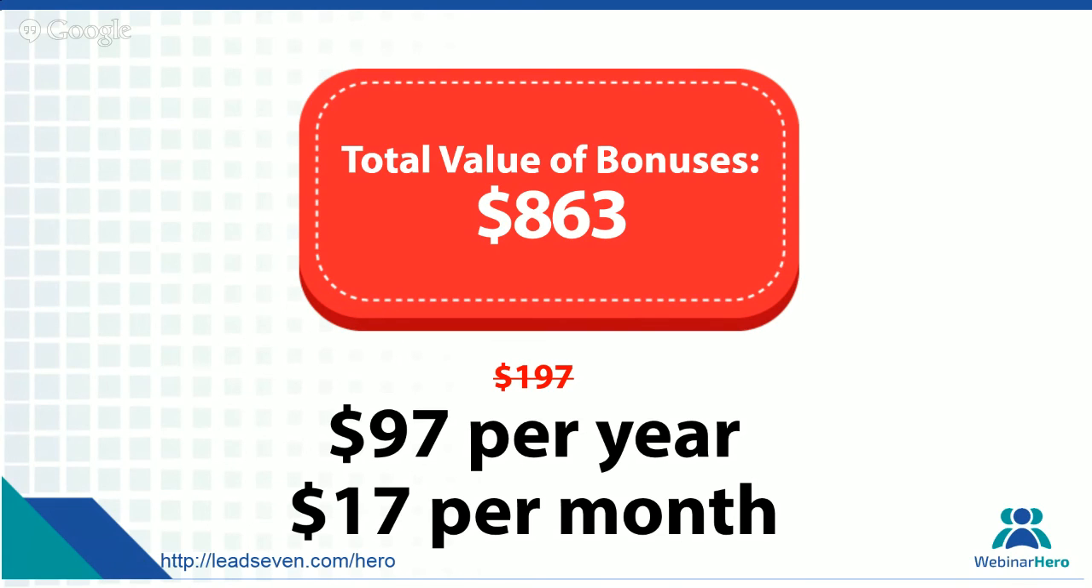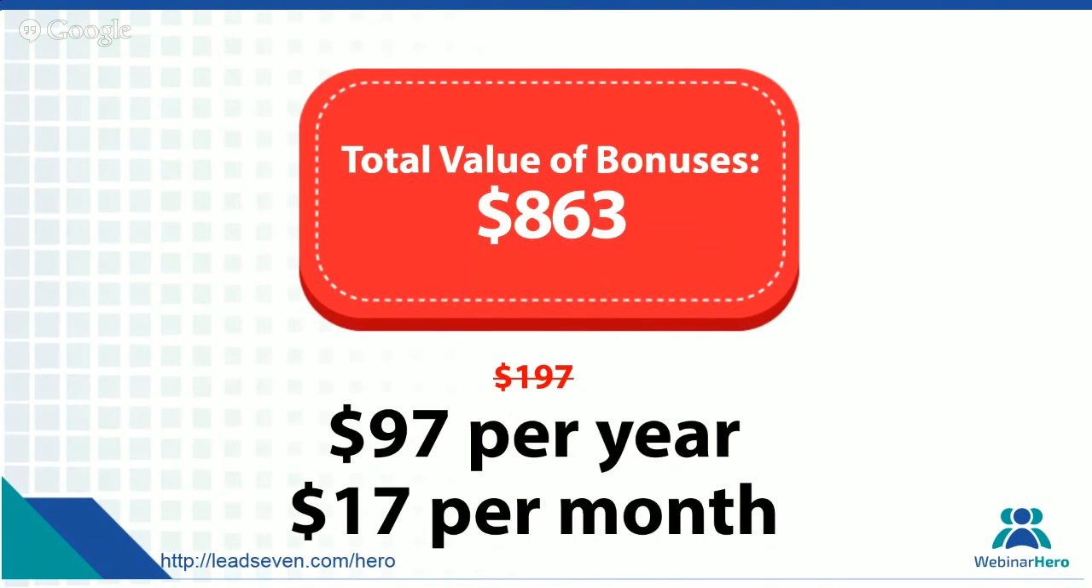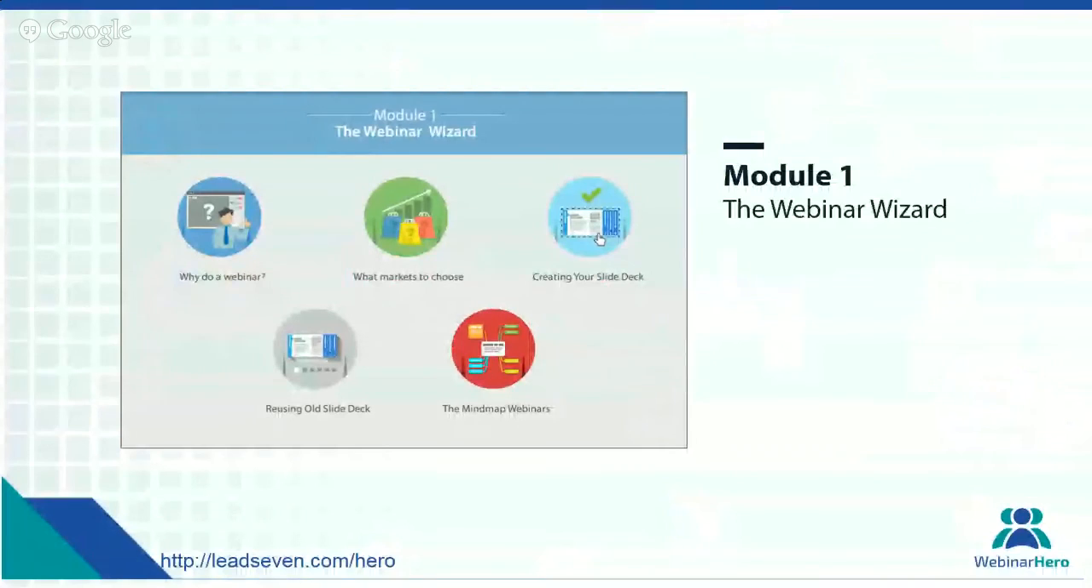All right, so I do hope you see the money potential on upgrade number 2 as well. It's $17 per month, or $97 per year. Now let's talk about upgrade number 3. Upgrade number 3 is the 30 done-for-you modular training. So we divided the 30 videos into 6 modules, and we're going to discuss each one in detail.